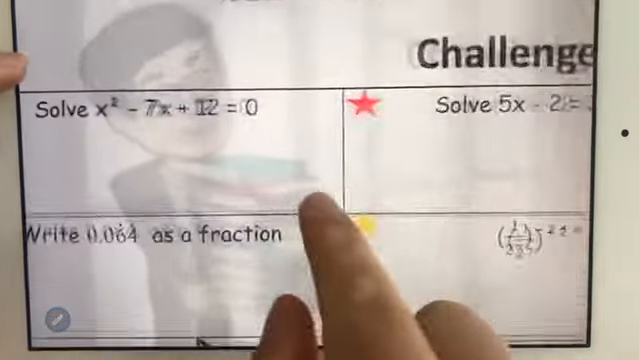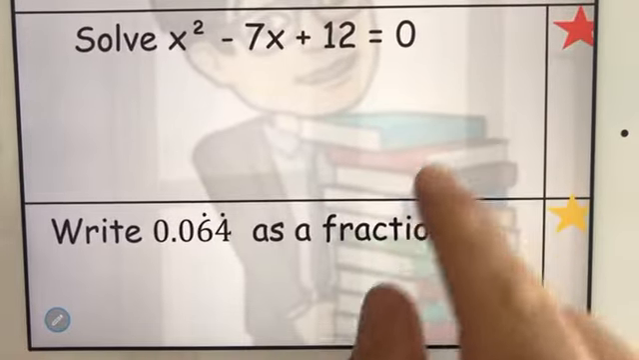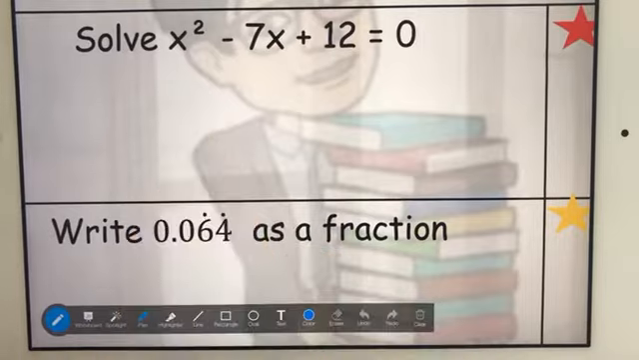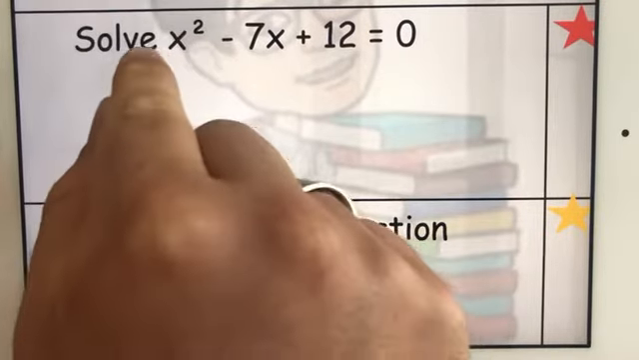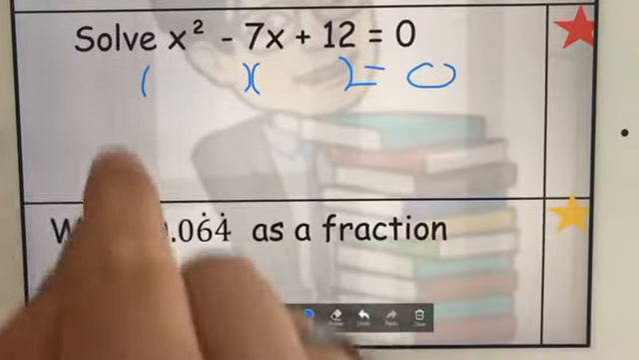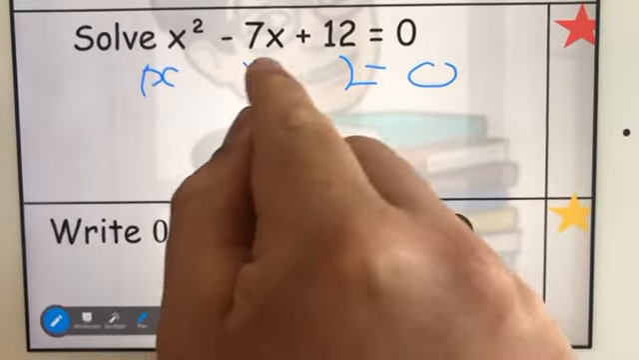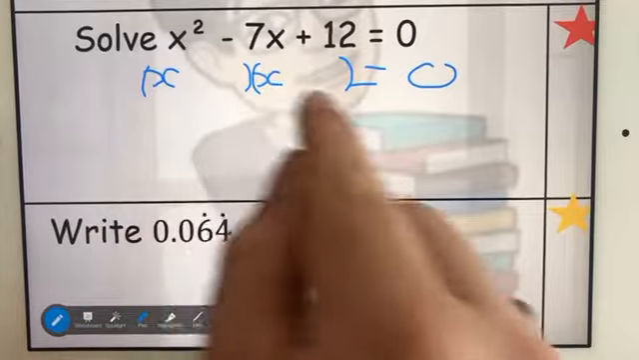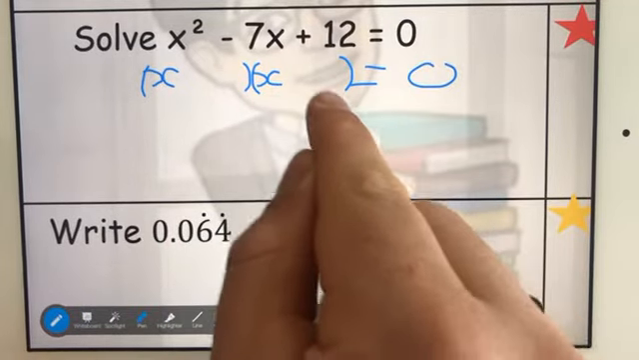Right then, guys, very quickly I'm going to go through each of these. First one, this is the topic we did on Friday. This is factorising and solving quadratics. So I'm going to put this back into two brackets first. I'm going to have x plus or minus something, x plus or minus something.